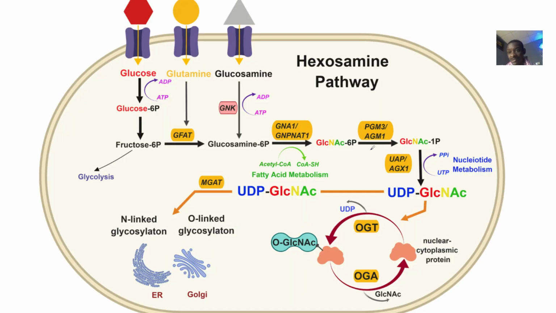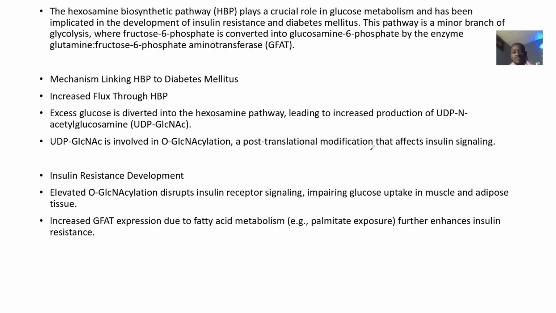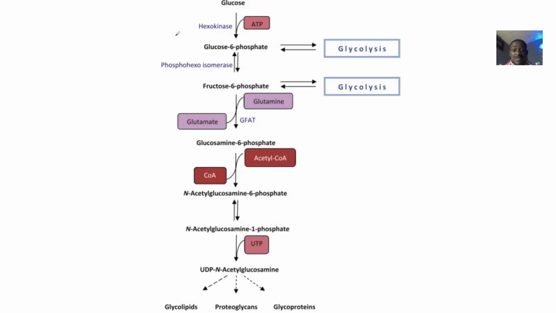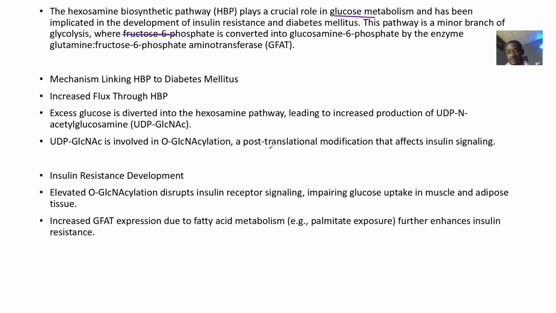So for the hexosamine pathway, we said that the hexosamine pathway plays a crucial role in glucose metabolism and has an implication in the development of insulin resistance and also diabetes mellitus, particularly the complication. So the pathway is what? A minor branch of glycolysis where fructose-6-phosphate is converted to what? Glucosamine 6-phosphate. And the enzyme that is needed here is what is known as fructose-6-phosphate amidotransferase. You see this? Okay? Fructose-6-phosphate to glucosamine 6-phosphate.